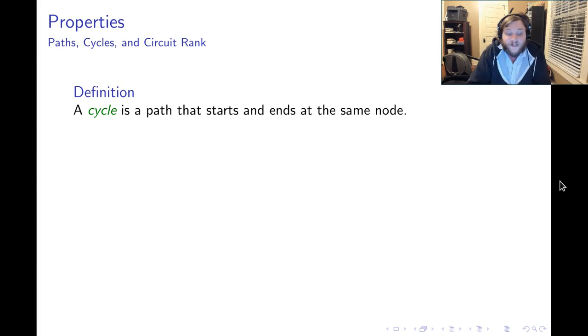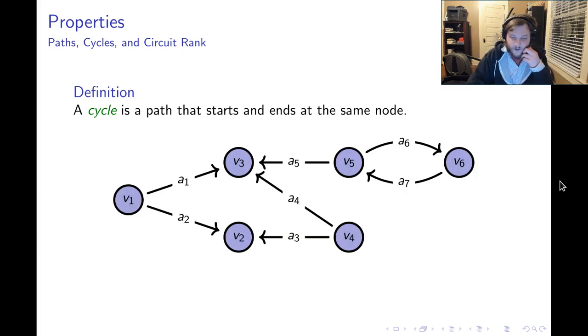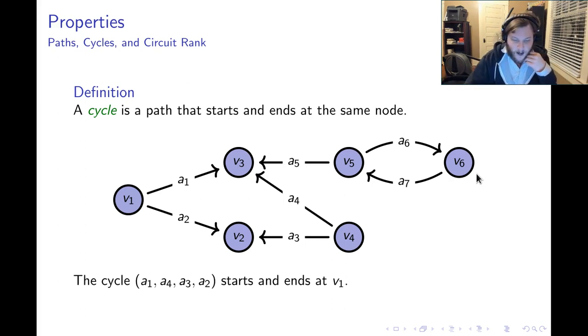Another important piece of terminology is the notion of a cycle. A cycle is a path that starts and ends at the same node. So here we have the same example from the previous slide. The path we took before went from V1 to V3 to V5 to V6. That is not a cycle because the start node is different from the end node. Here, I'm claiming that the cycle formed by the arrows A1, A4, A3, A2 gives us a valid cycle.